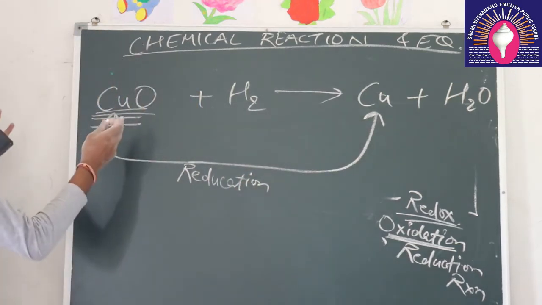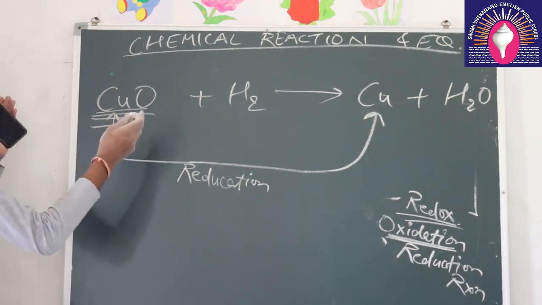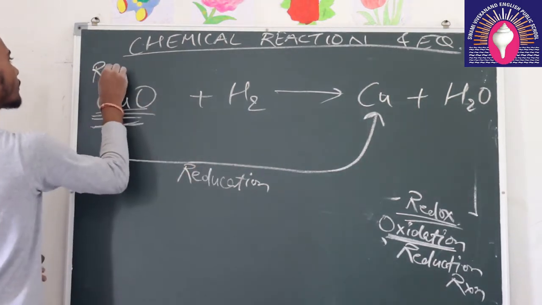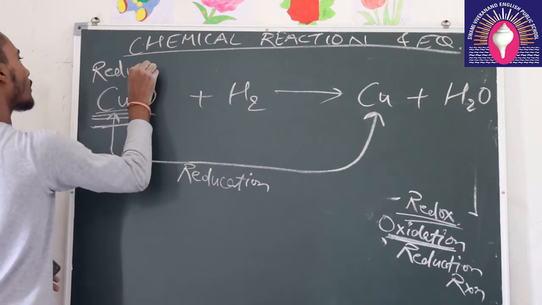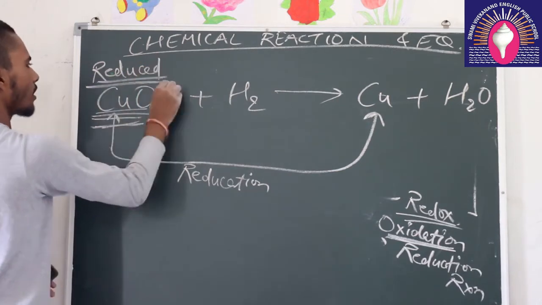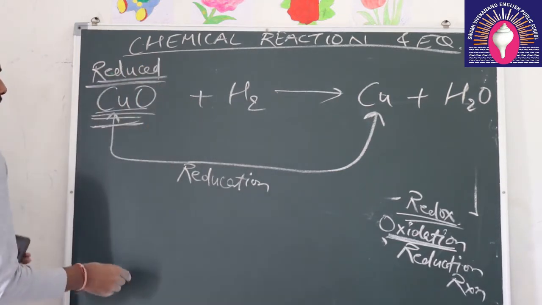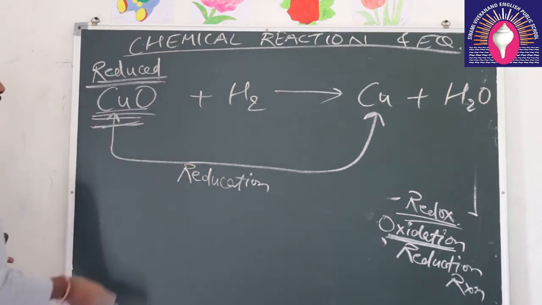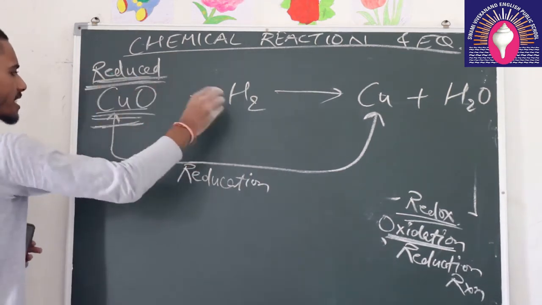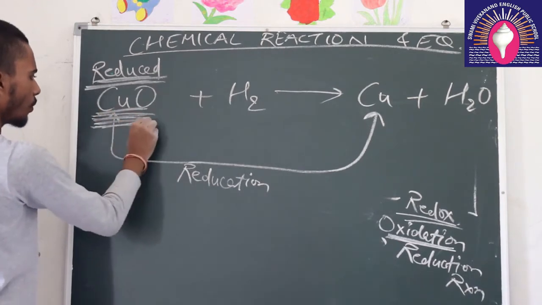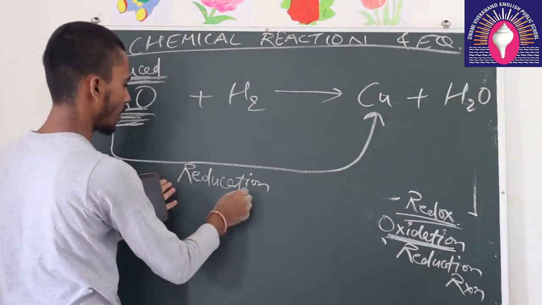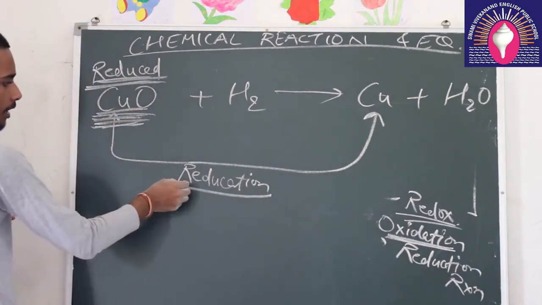The compound which is getting reduced, which is losing oxygen or gaining hydrogen, is known as reduced. In this example, copper oxide is losing oxygen, means it is getting reduced.